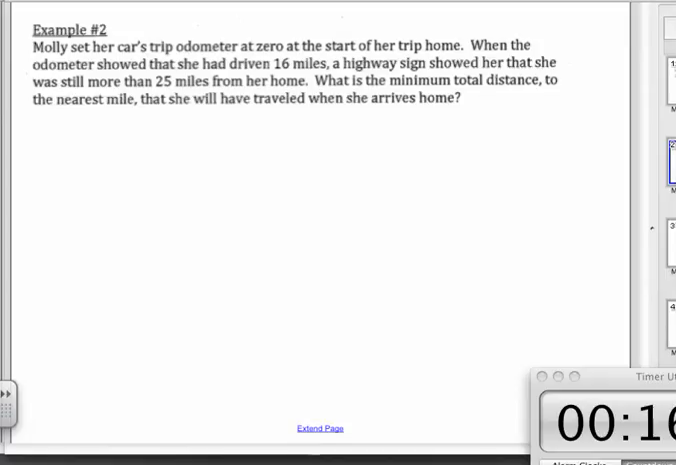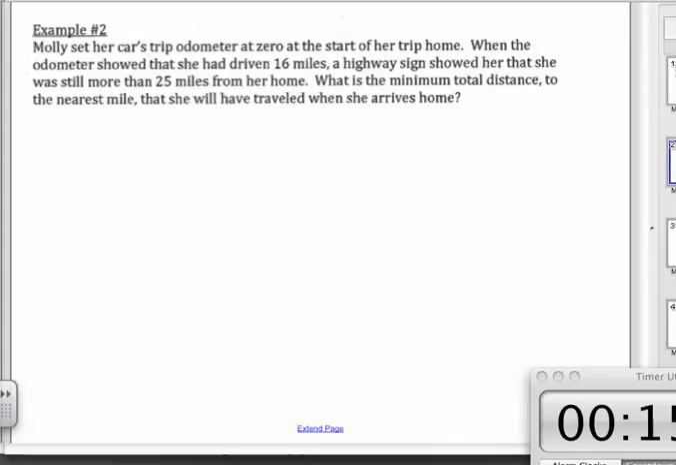Example number 2 says, Molly set her car's trip odometer. Okay? The little thing that tells us how far we're going on a certain trip, not how far the car has traveled in its lifespan. But at 0 at the start of her trip home. When the odometer showed that she had driven 16 miles, a highway sign showed her that she was still more than 25 miles from home. What is the minimum distance to the nearest mile that she will have traveled when she arrives home?